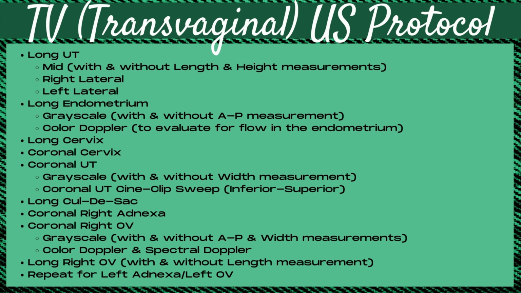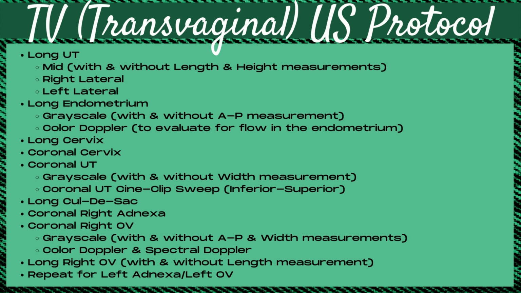Now let's dive into the protocol for a transvaginal ultrasound. For your long or sagittal uterus picture, you want to start with the mid picture, and this is where you can see the endometrial stripe, and you want to elongate that endometrial stripe all the way from the fundus to the cervix. And you want to take this long uterus picture with and without length and height measurements. And then also sweep right lateral and sweep left lateral and document those sections of the sagittal or long uterus.